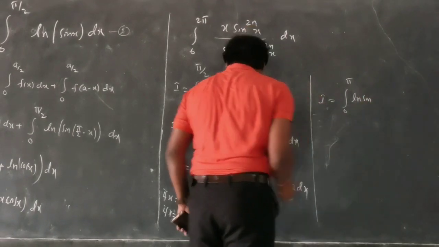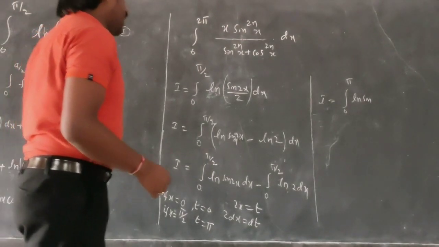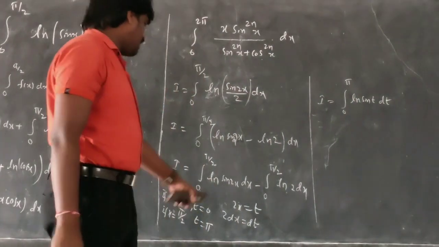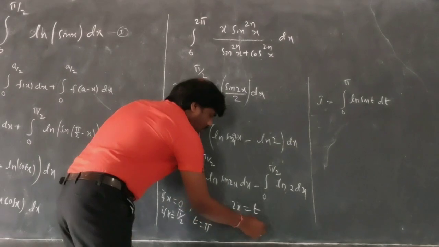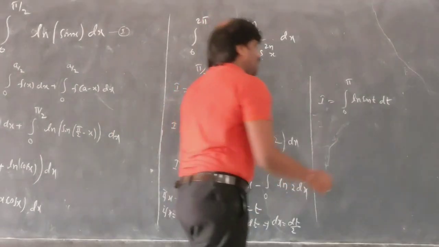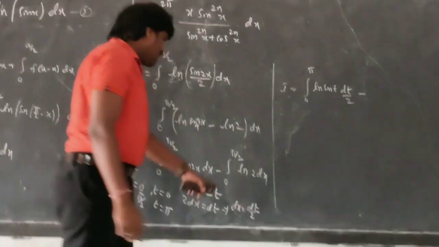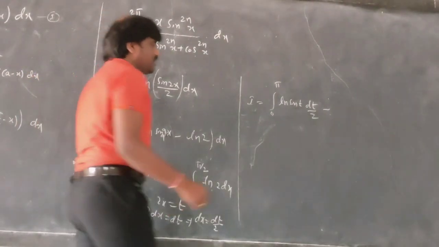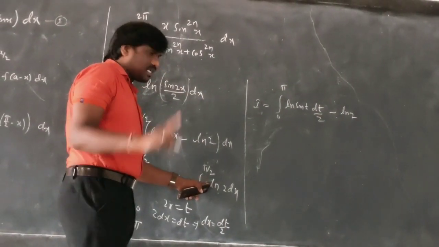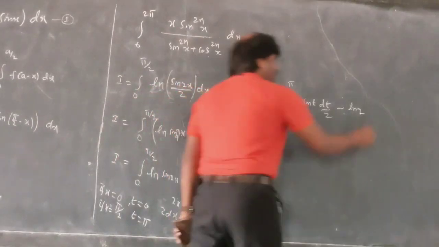ln sin t, right? I am going to get ln sin t dt by 2, because 2 dx is equal to dt, then dx is equal to dt by 2. So I get dt by 2, and minus, you have integration 0 to pi by 2 of ln 2, which will come out, then 1 will be there. What is the integration of 1? That is x. ln 2 is the constant number, comes out, and integration of 1 is x.